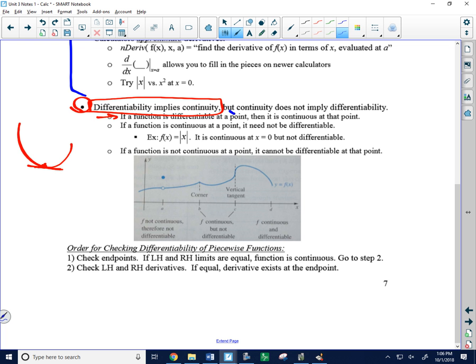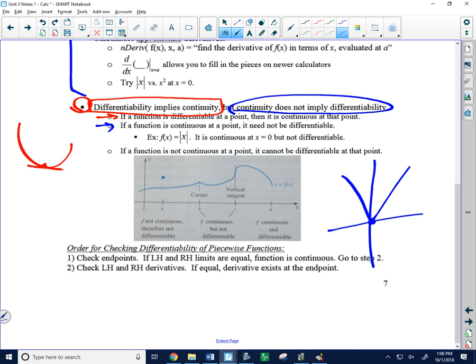The second part says the reverse is not true. If a function is continuous, it's not necessarily differentiable. The classic example is the absolute value of x. The function is continuous, but at x equals 0, it is not differentiable. We already talked about that. The slopes are different on each side.